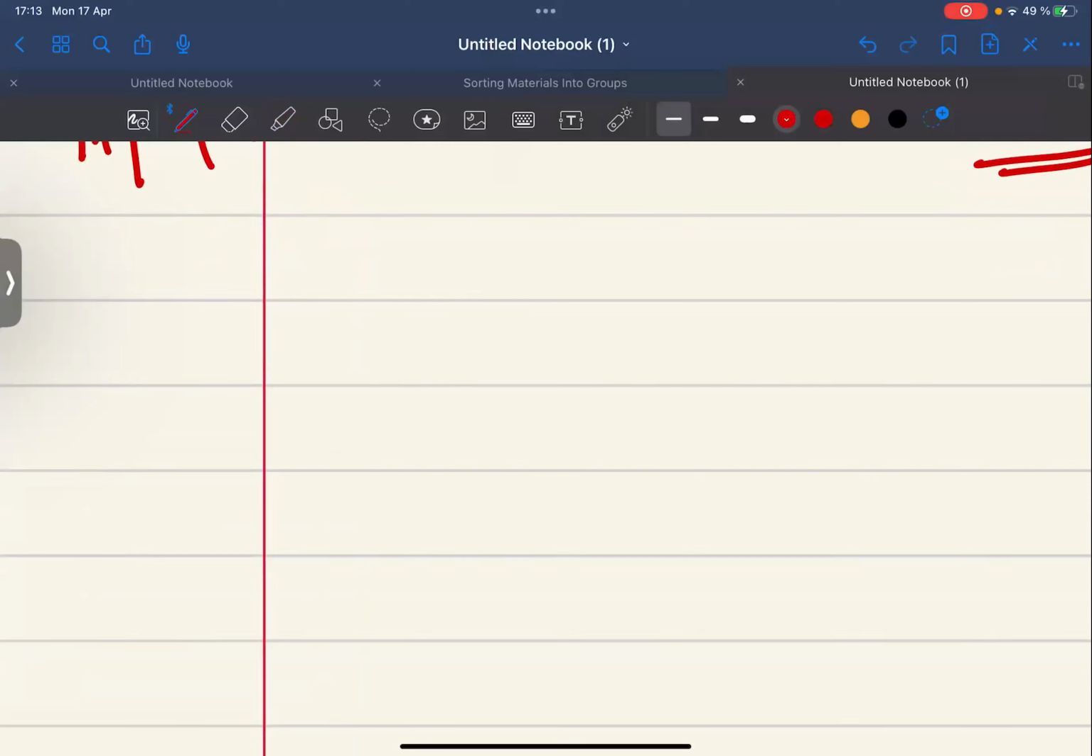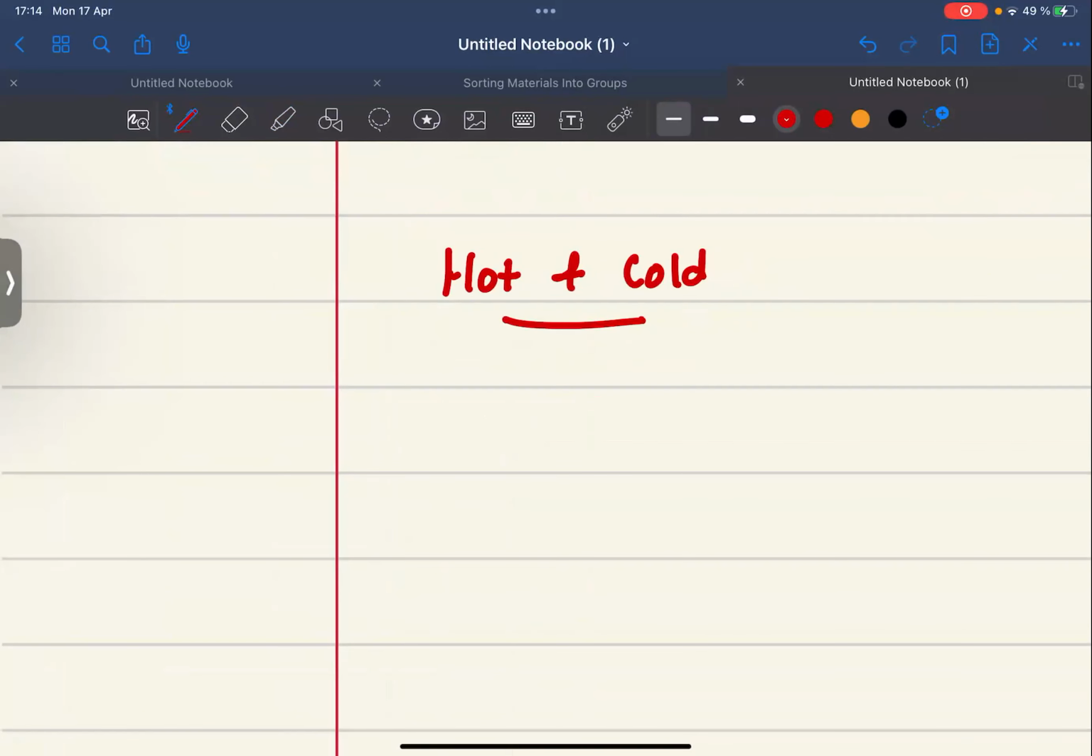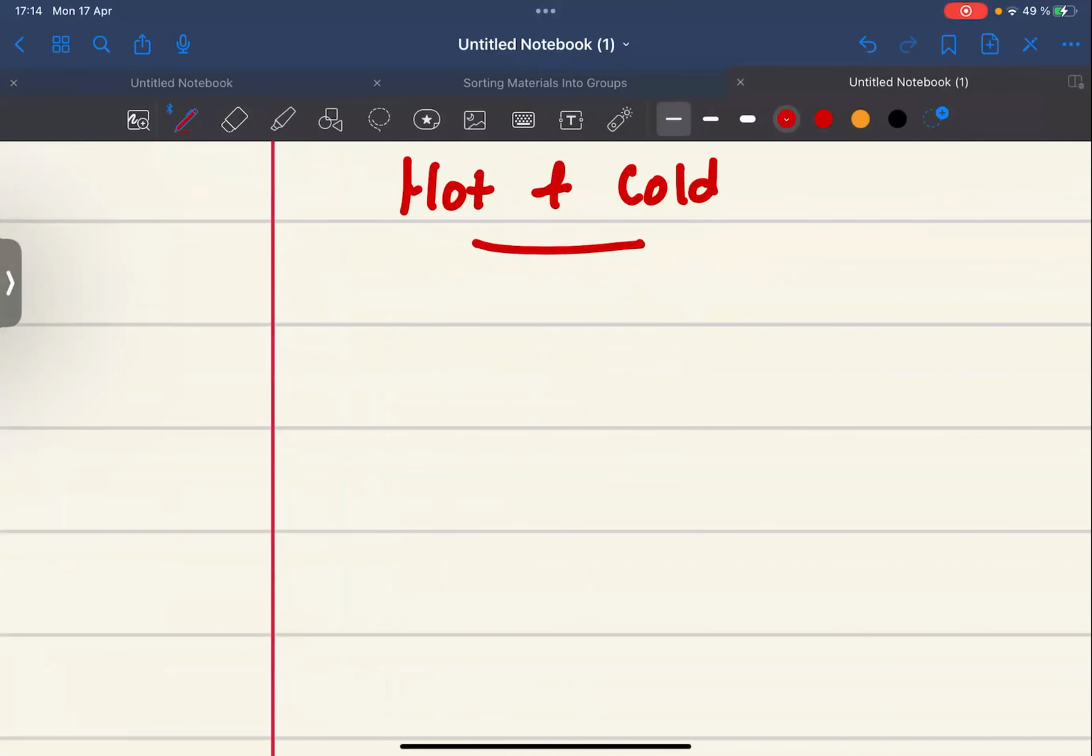So first we're going to see how you define or find whether something is hot or cold. Okay, so you know that in your day-to-day life you come across so many objects. Some of these objects are hot and some are cold. So first we'll identify whatever is hot or cold.